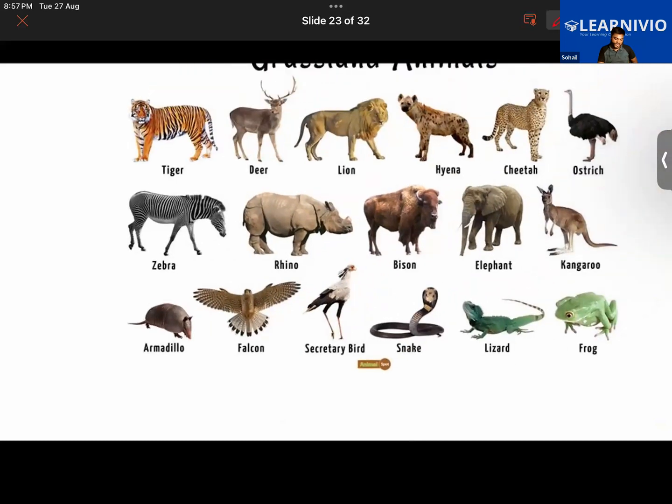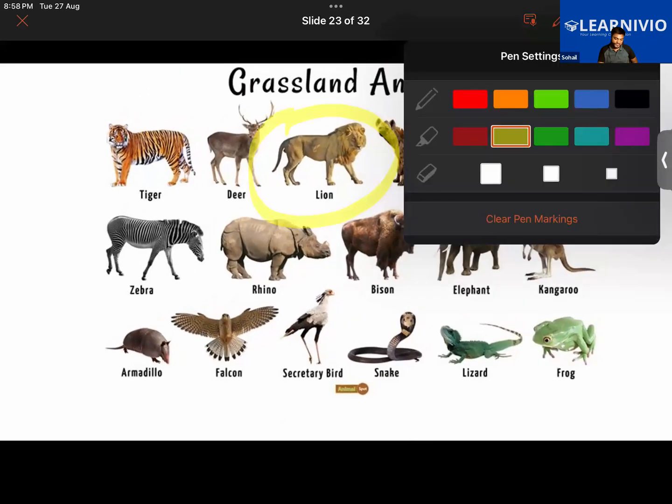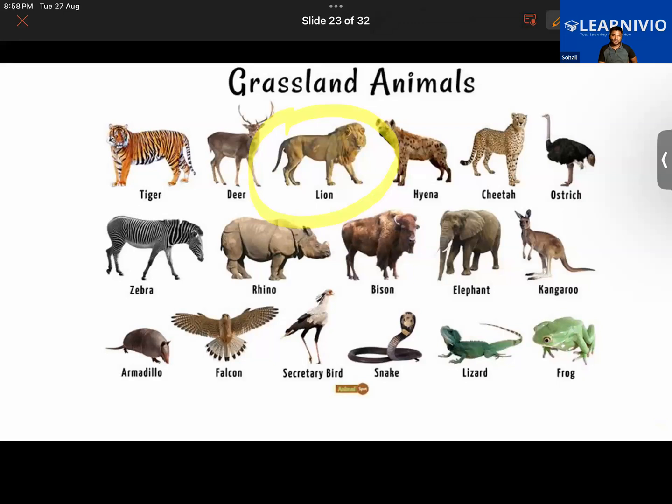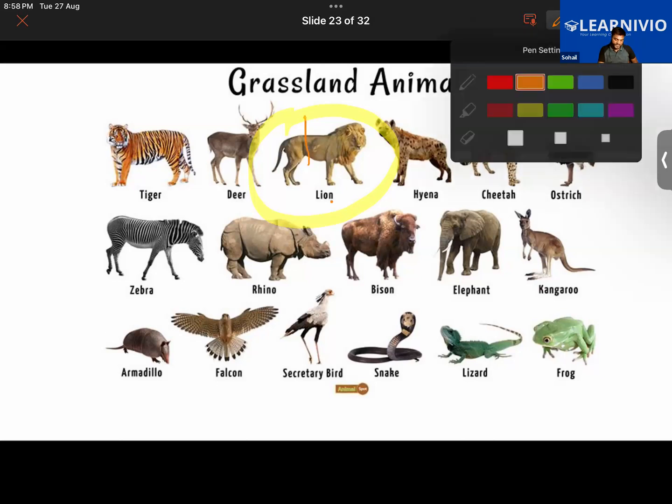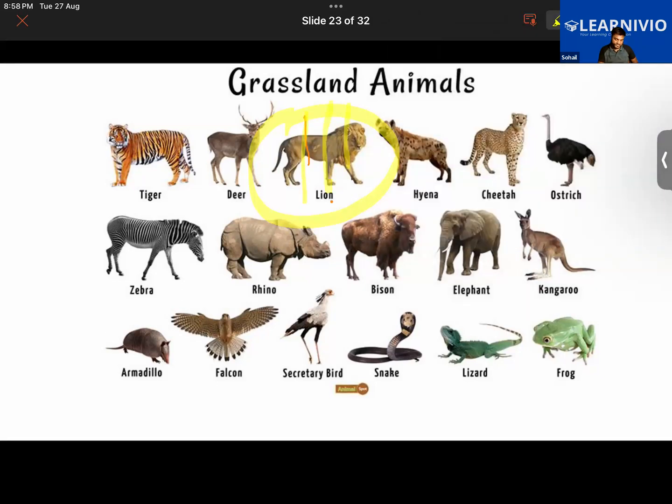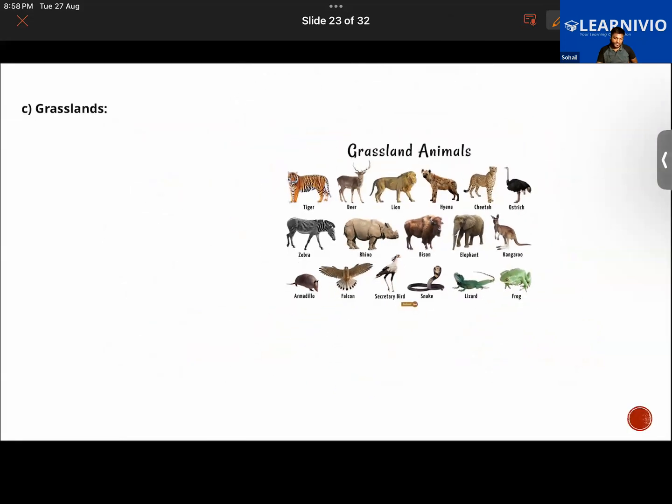You see, when grass dries, it becomes yellowish, golden yellowish in color, and the color of the lion is also the same. So the lions can actually hide behind those tall grasses like this. It will be difficult for the other animals to spot the lion that will be hidden between the grasses.